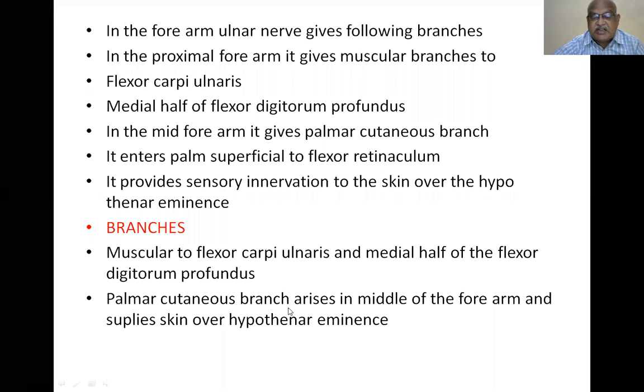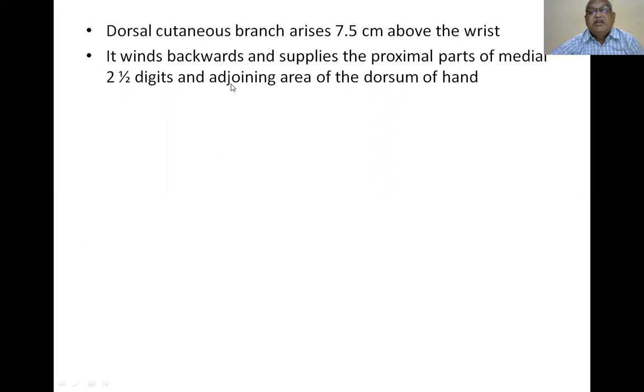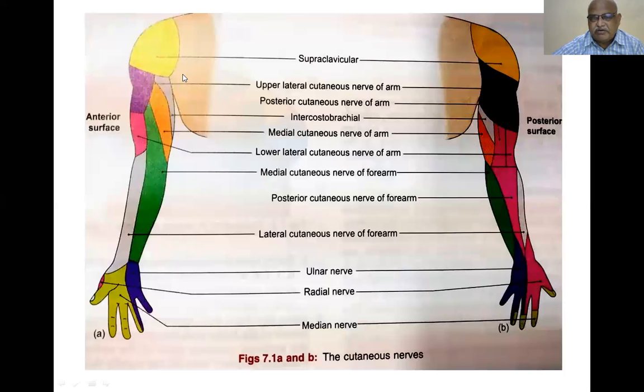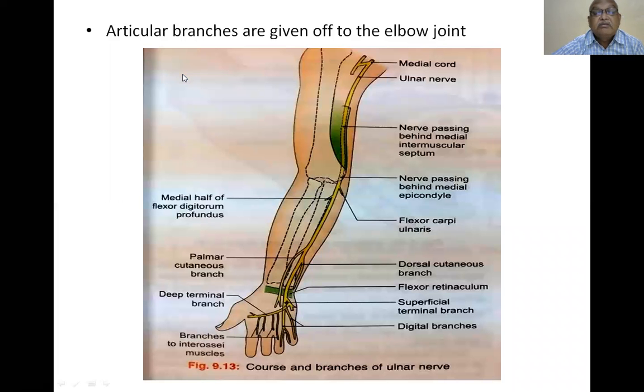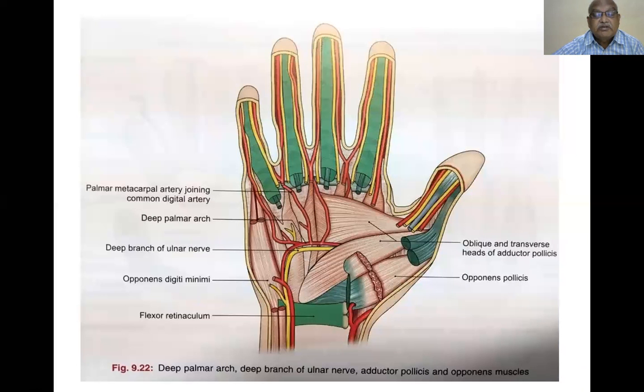Branches: muscular to flexor carpi ulnaris and medial half of the flexor digitorum profundus. Palmar cutaneous branch arises in the middle of the forearm and supplies the skin over the hypothenar eminence. Dorsal cutaneous branch arises about 7.5 centimeters above the wrist. So this is its cutaneous nerve supply. This is the ulnar nerve, relation with the deep palmar arch.